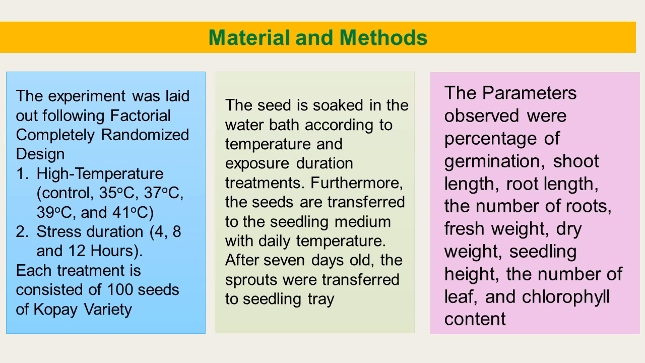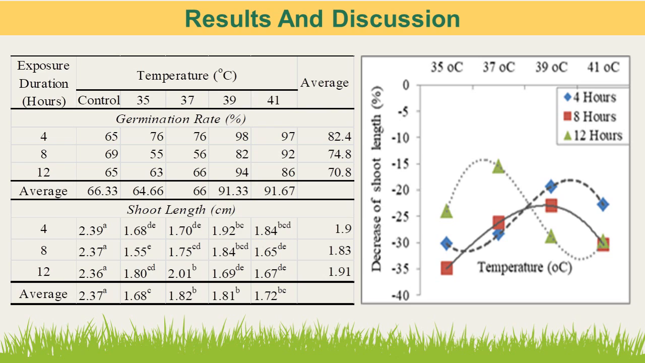Then the seeds were soaked in a water bath according to the temperature and exposure duration treatment. Furthermore, the seeds were transferred to the seedling medium at daily temperature, and after 7 days, the sprouts were transferred to a seedling tray. The parameters observed were percentage of germination, shoot length, root length, number of roots, fresh weight, dry weight, seedling height, number of leaves, and chlorophyll content. Let me show the results.